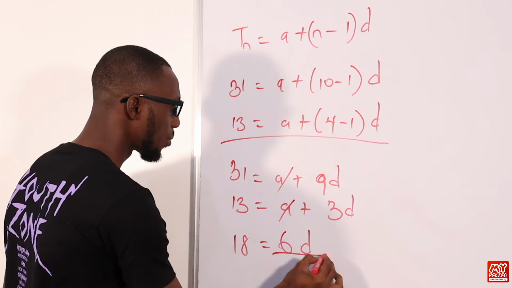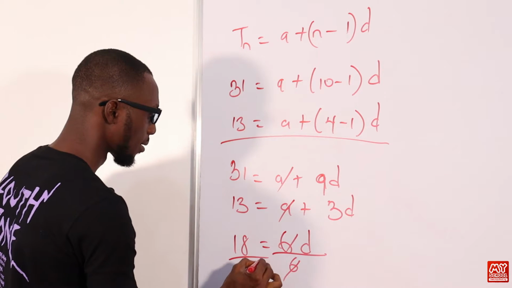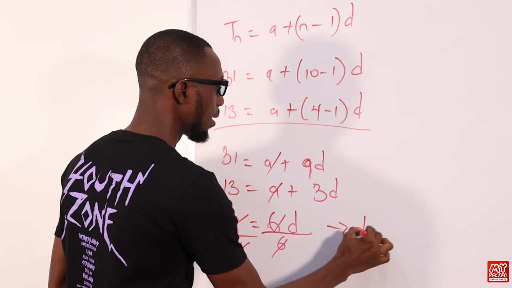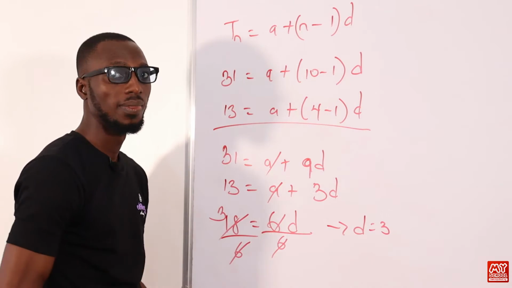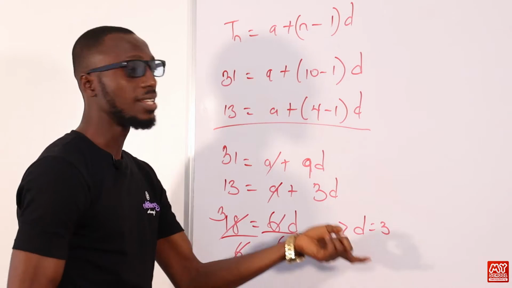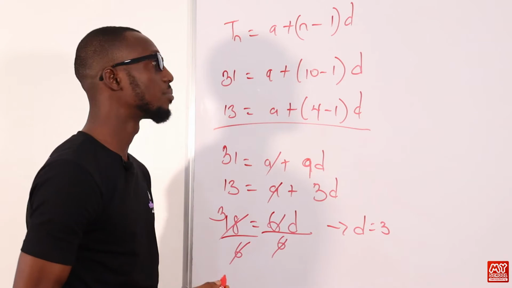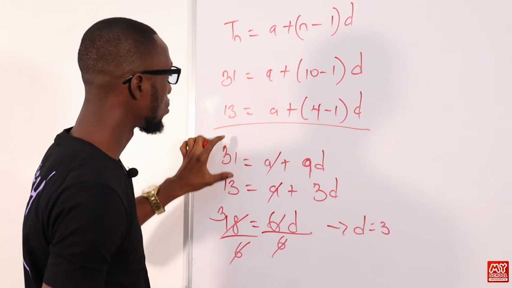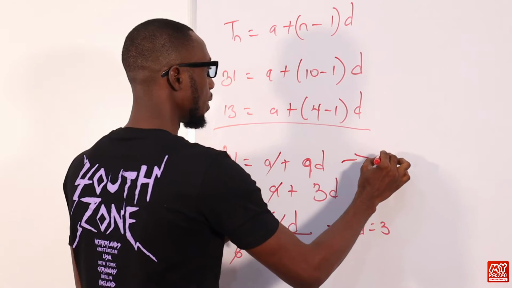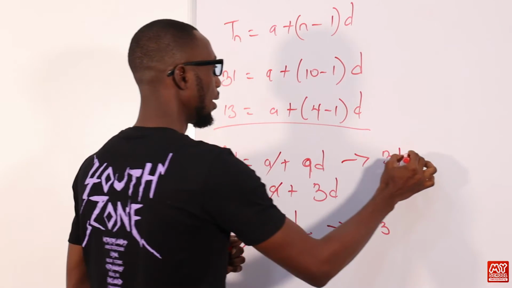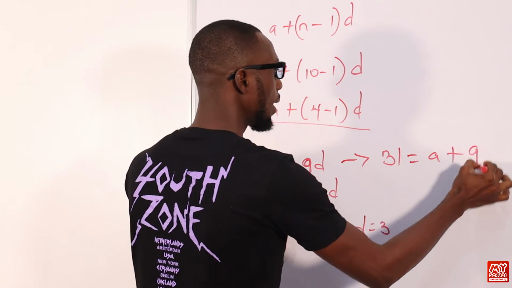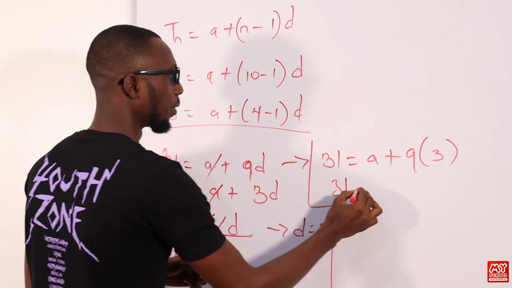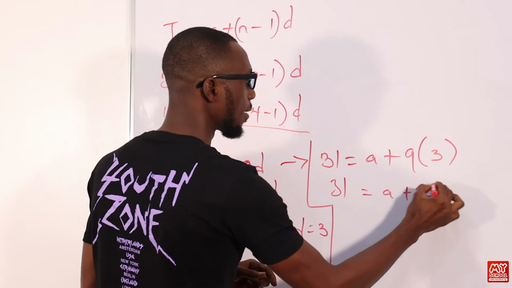So what do we do? Divide both sides by 6. So that means the common difference d is 3. So if I've gotten d as 3, then we can find the other terms that we are looking for. If we slot it in here, whichever one you want to use, we'll put it here. So that means 31, which is the 10th term, equals a plus 9 into bracket 3. Therefore, 31 equals a plus 27.